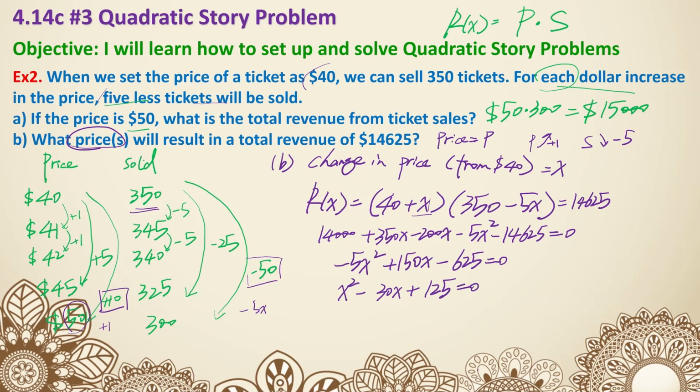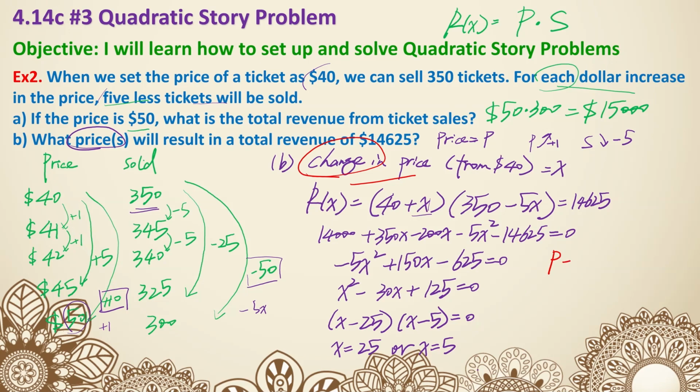You can either use the quadratic formula or you can factor. In this case, we can factor. It's going to be x minus 25 and x minus 5. So our x could actually be 25 or 5. But remember, our x is the change in price. Our actual price is not just 40. It's what's changed from 40. So we have two options.